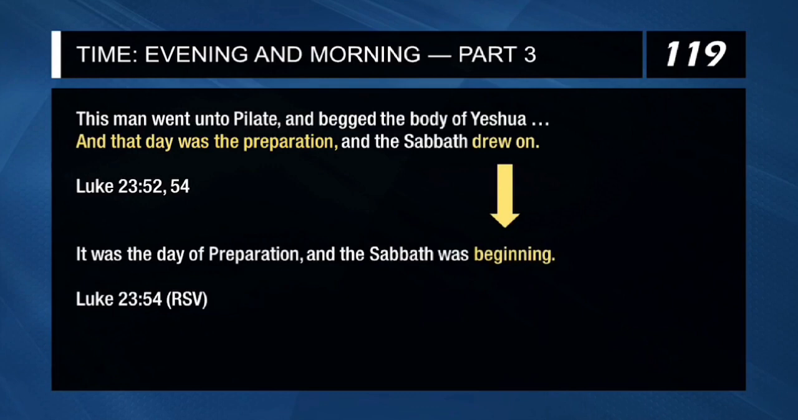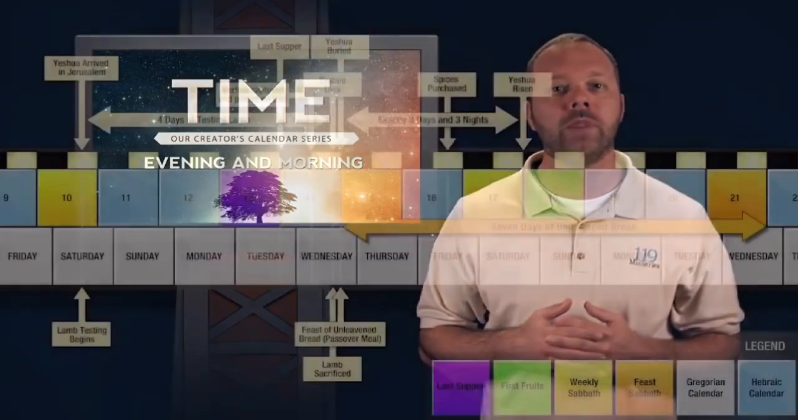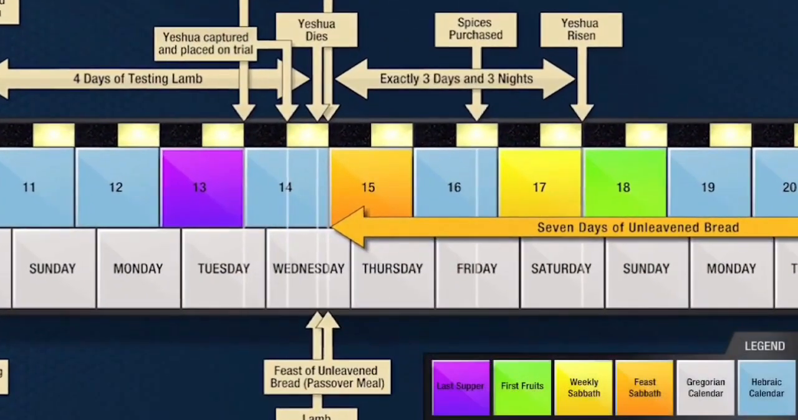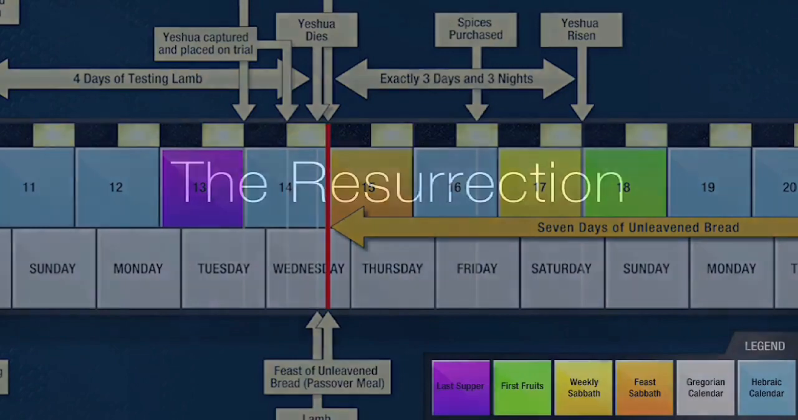It was the day of preparation, and the Sabbath was beginning. The Sabbath drew on, or the Sabbath was beginning, does not make sense if the Sabbath was beginning nearly 15 hours later. This again shows that the Hebraic day began not at sunrise, but at sunset, which was the beginning of the high Sabbath for the Feast of Unleavened Bread.